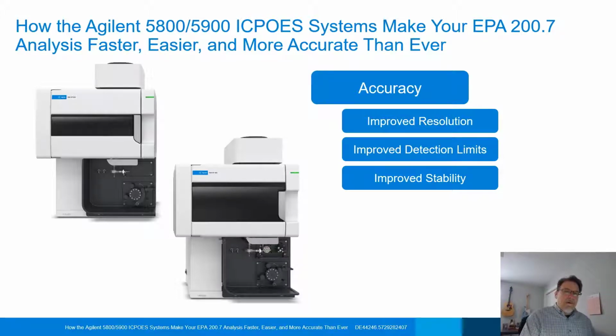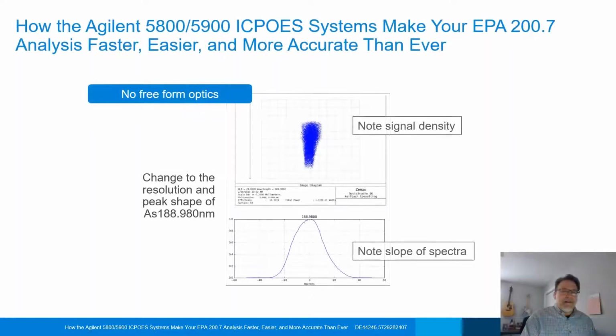And so when they presented this to us, they started talking about signal density and things like that. They showed some diagrams taken from the 5110, our previous generation of systems. This happens to be the arsenic at 188. So you see the peak, and you see the signal density on the two-dimensional array, because everything takes place on the two-dimensional chip.